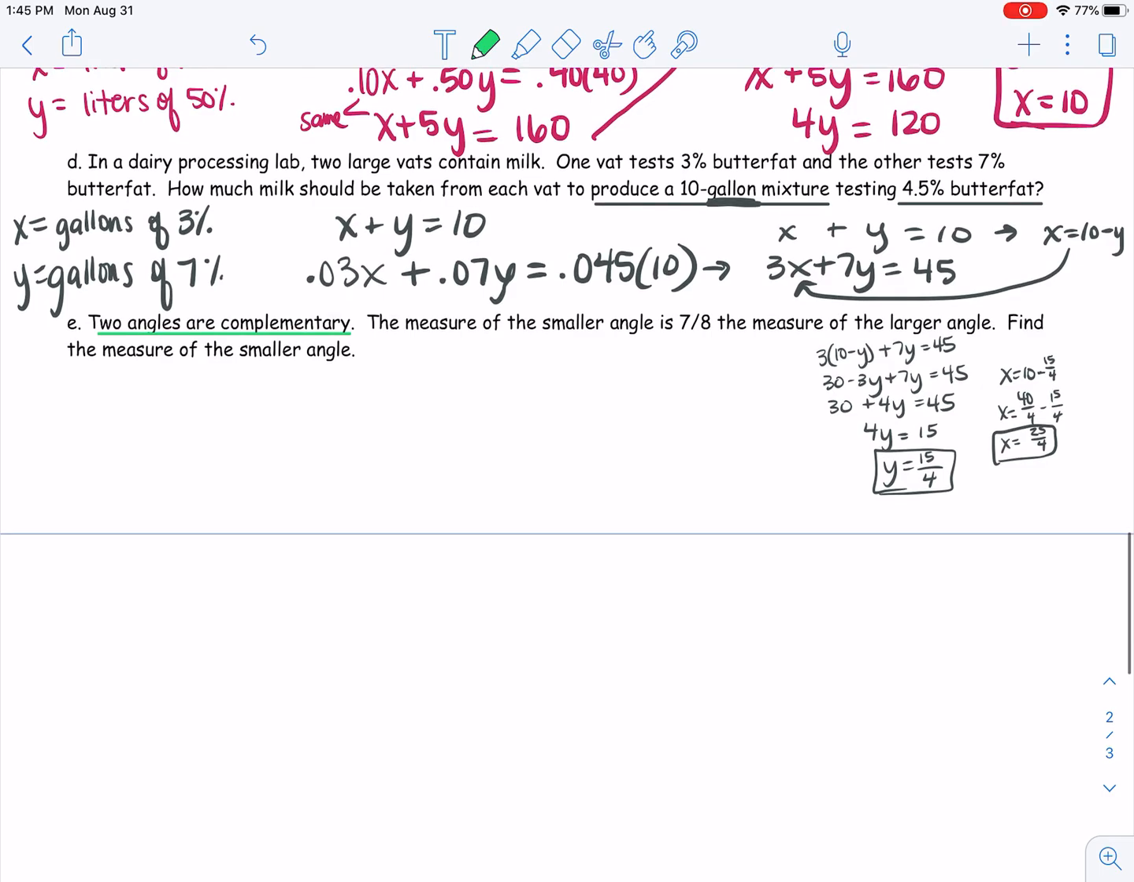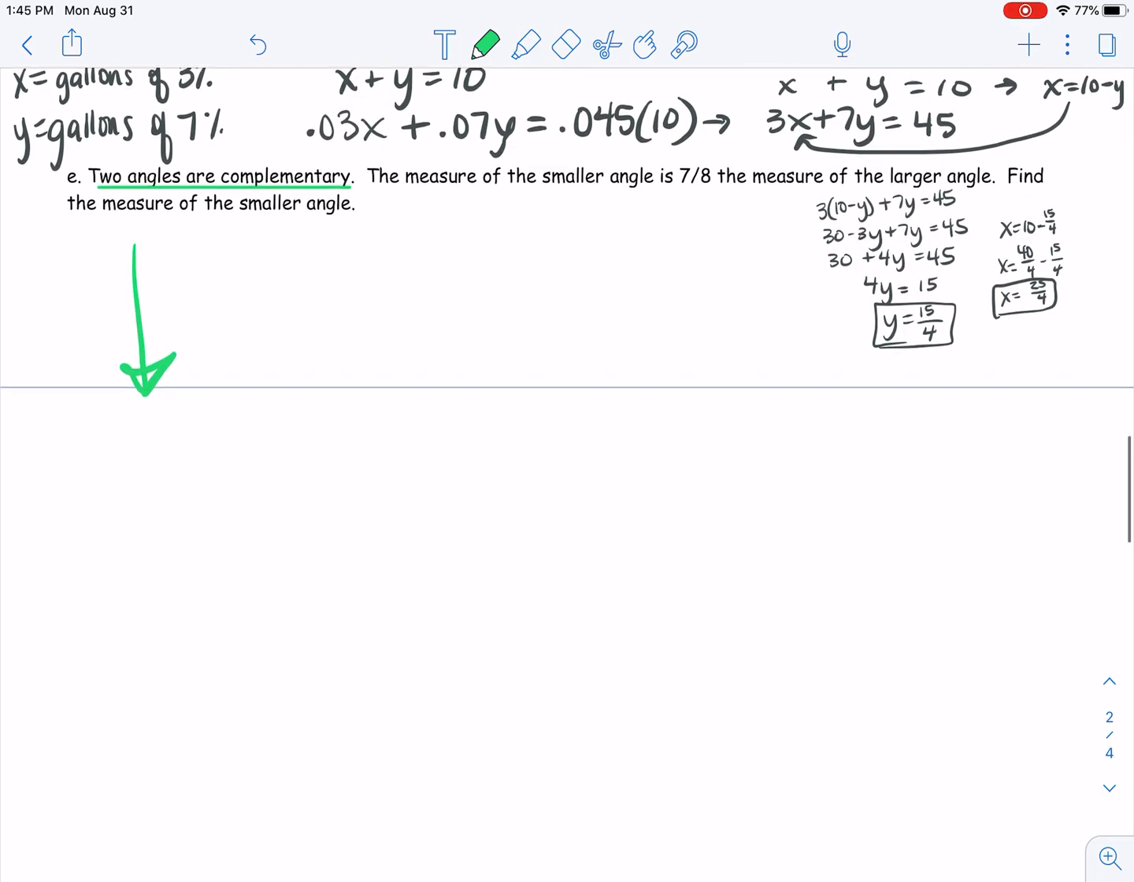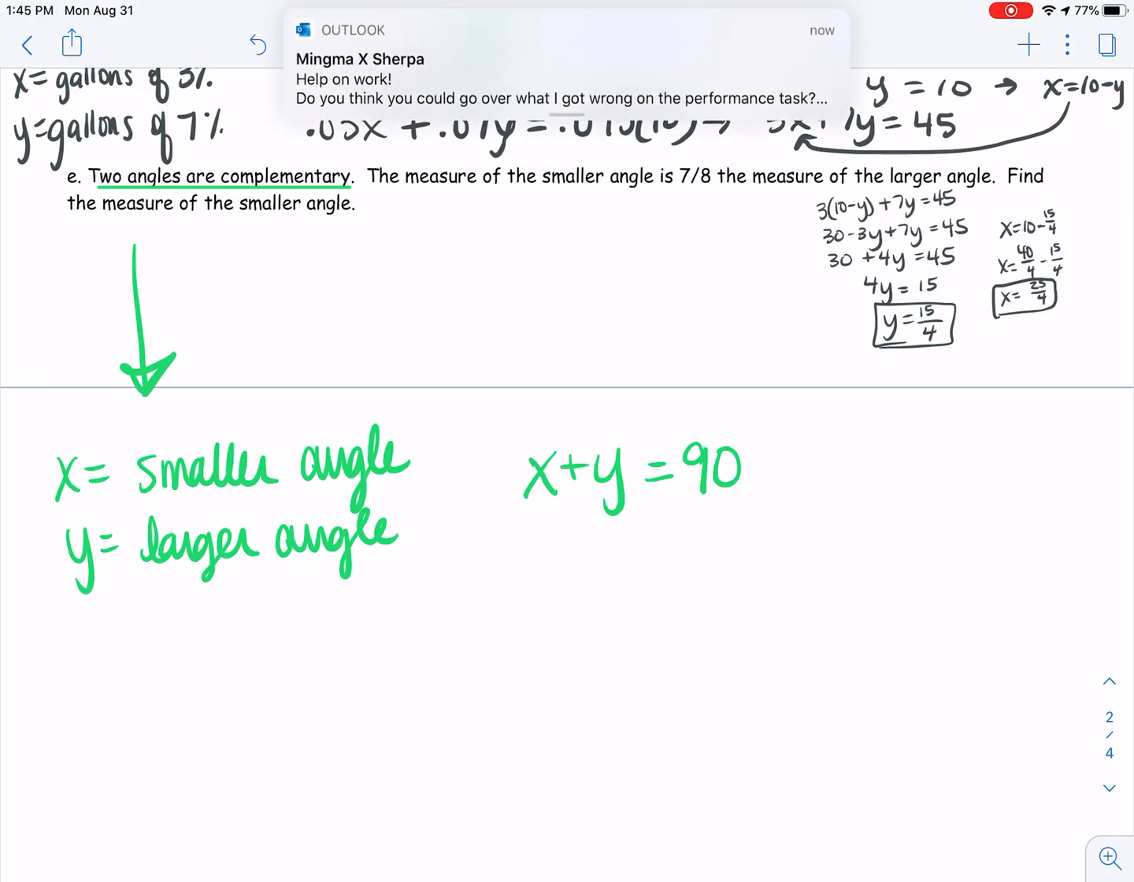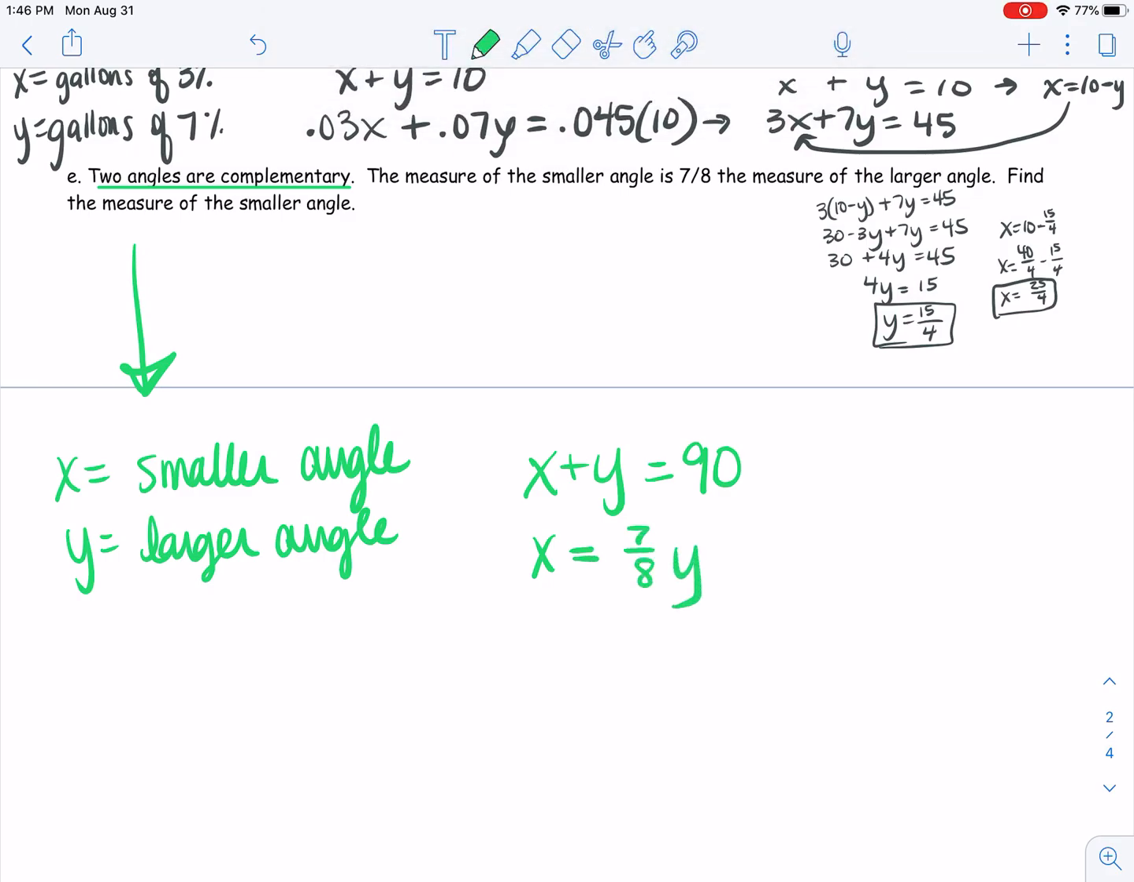So that kind of tells us, I'm going to go ahead and go down here, that x can be the smaller angle, and then y can be the larger angle. And so I know those 2 angles have to add up to 90 degrees because that's what complementary means. So the smaller plus the larger has to equal 90. And I know that the measure of the smaller is 7/8 the measure of the larger angle. So it spits it out for me very point blank. The measure of the smaller angle, that was our x, is equal to 7/8 the measure of the larger angle.